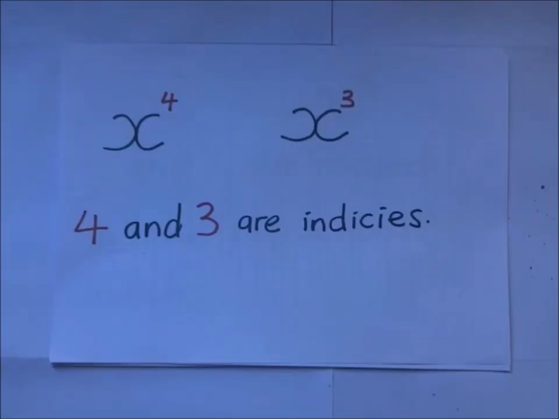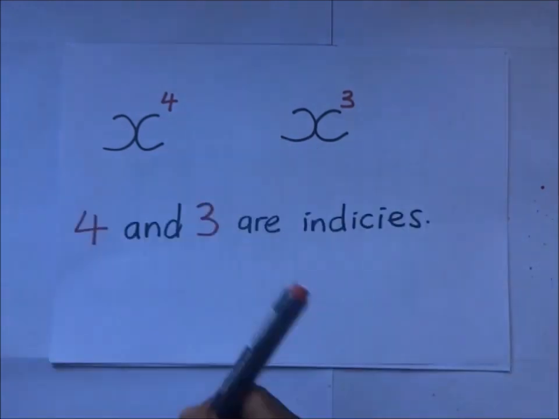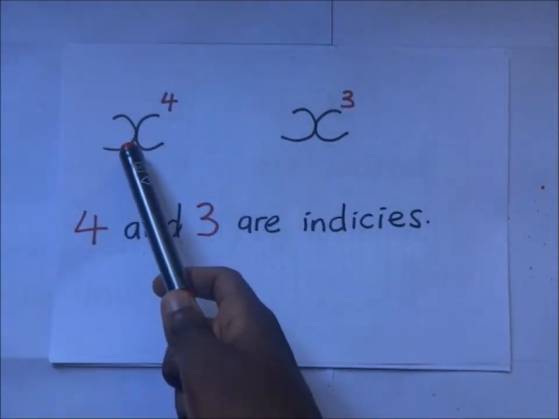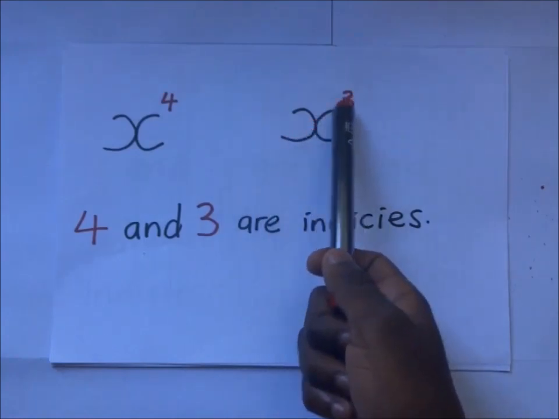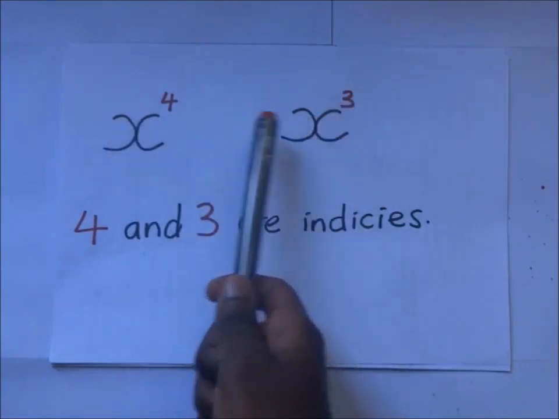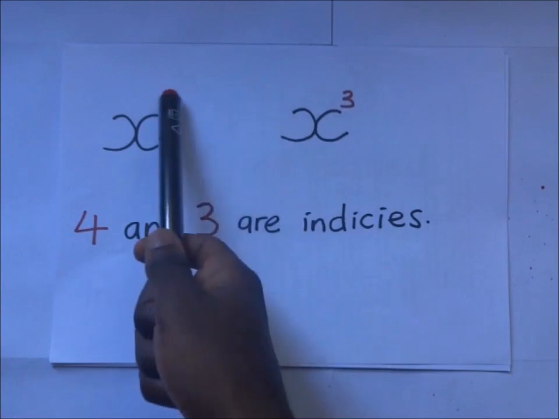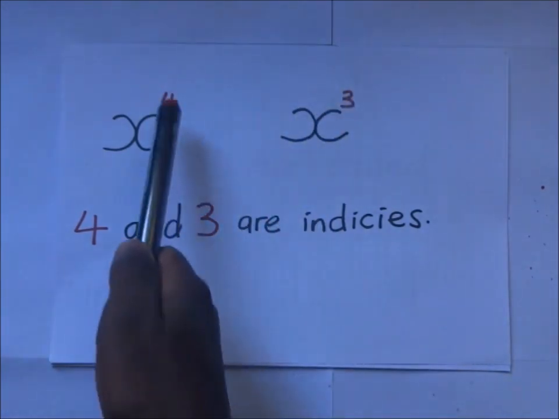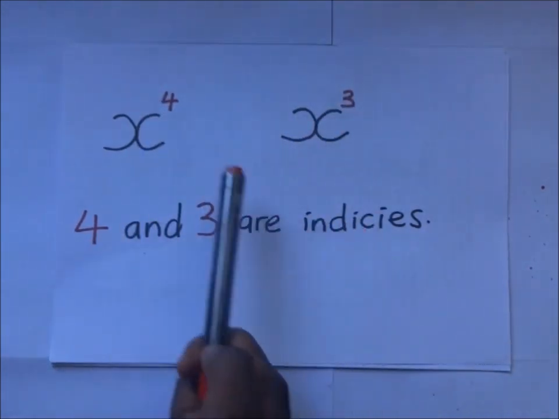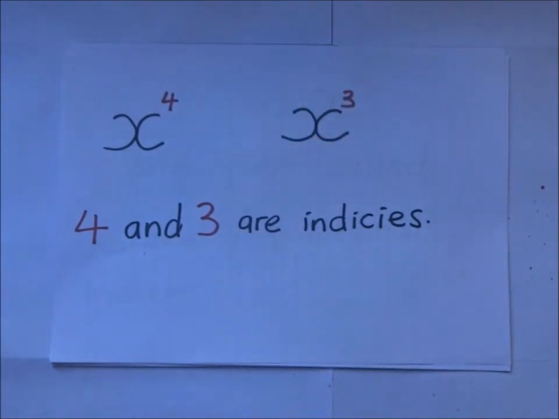In our previous video, we introduced indices, and we said that if we are having a general term x to the power 4 or x to the power 3, this x is the base, and these 4 and 3 are indices. So in other words, as for now, 4 and 3 are the indices.